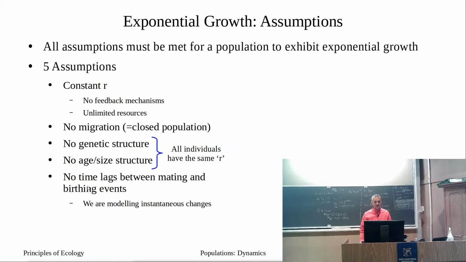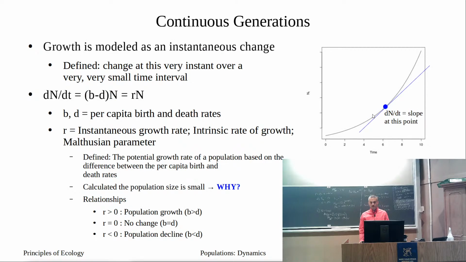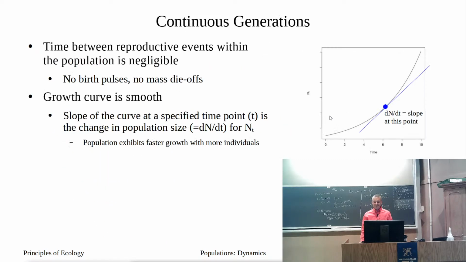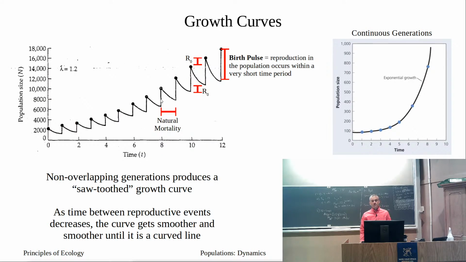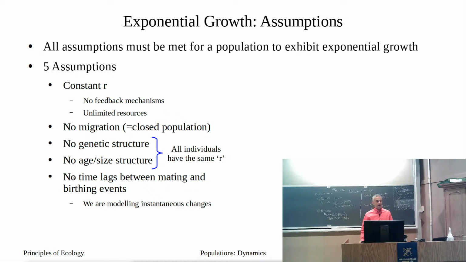And our last assumption is that we can't have time lags between mating and birthing events. All right? We are modeling an instantaneous change. And just to demonstrate that, here's our curve. This assumes that when reproduction happens, our offspring enter that population at that time. If we didn't have that, then we could have a curve that looks more like this, where we have our mating event, and then all of a sudden, you'll have an introduction into our population, and you'd get these kind of jagged curves. So we can't have the time lag. Once we mate, our offspring are going to be produced almost immediately.